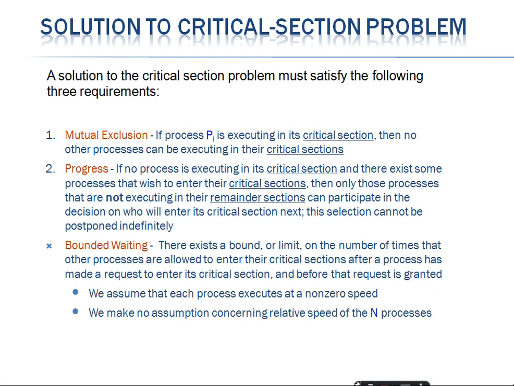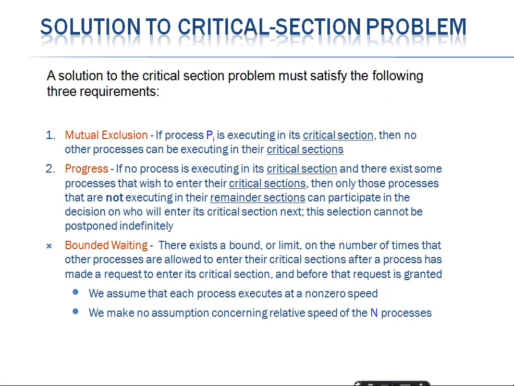So there exists a bound, or we can say a limit, on the number of times other processes are allowed to enter their critical section after a process has made a request to enter its critical section and before that request is granted. Bounded waiting is a situation where we limit the number of times processes can enter their critical section after they have made a request and before the request is granted.